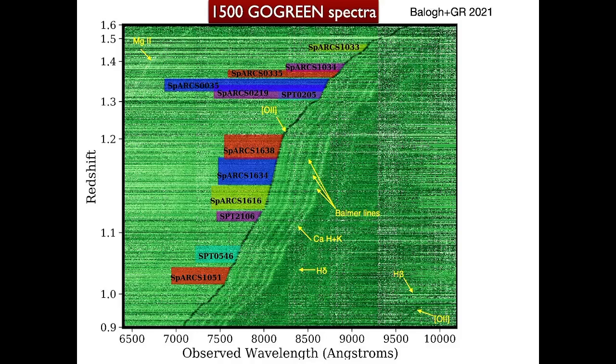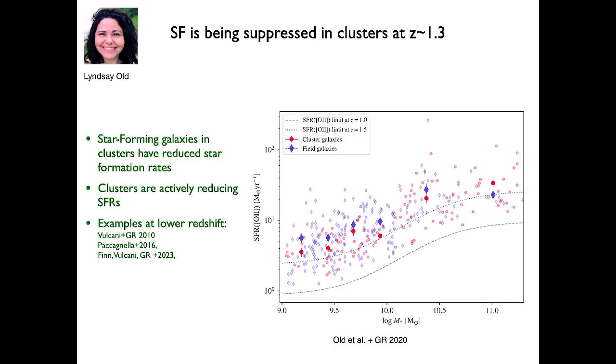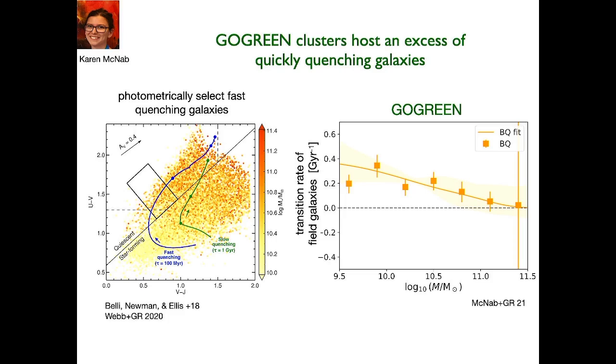So we did lots of investigations. Benedetta already talked about one investigation from Lindsay Old that showed that star formation in the GoGreen clusters is suppressed. What this means is that galaxies are already being modified by the environment as far back as z of 1. We see the star formation rates being suppressed, and we've seen that in other results at lower redshift. We then tried to take galaxies and select transition galaxies, galaxies that have a fast quenching time scale. They move through a very specific region of color space.